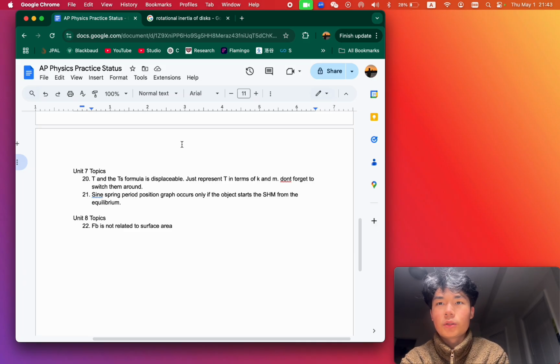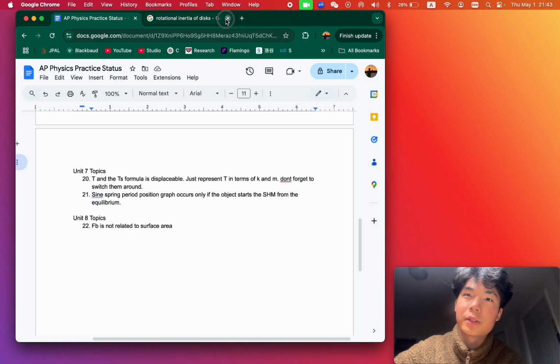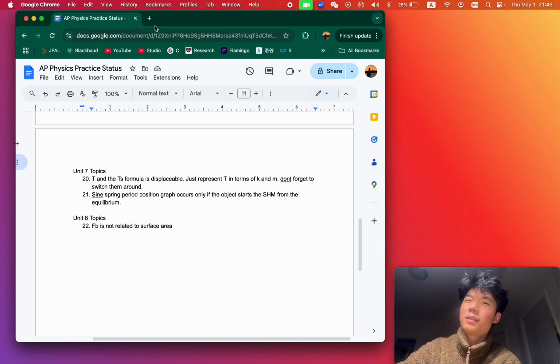Also sometimes you want to change around T equals 1 over f, because frequency is inversely related with period, and the other way around. T equals 1 over f, f equals 1 over T. You want to switch around the k and m. Don't forget to switch around the k and m inside of that square root over there. When you see it, let me just show you.